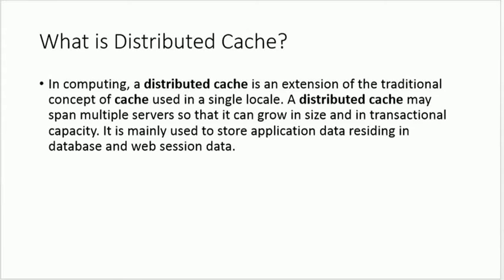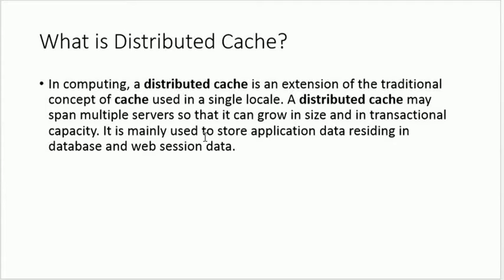Basically, distributed cache is a traditional cache concept only, but we are going to distribute this cache across multiple servers, and it is useful for giving more transaction capacity to the server. Mainly, data will be stored on the application side itself. It is not going to get that data from the database again and again. It is going to give it to the client.